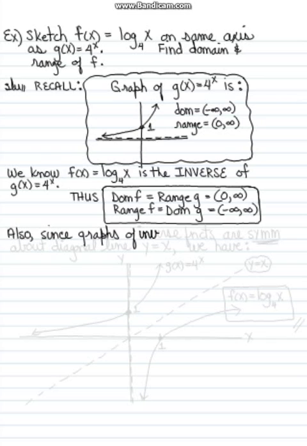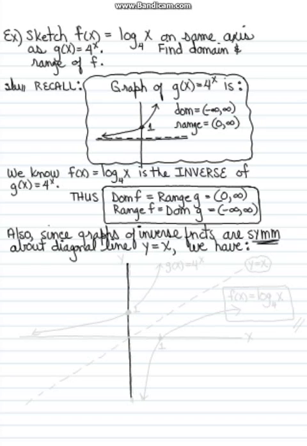Now also, we know something about the graphs of inverse functions. They're symmetric about the dotted line, the diagonal dotted line, y equals x. So if you know how to draw one of the functions, you can figure out how to draw the other. So let's draw them both on the same axis.